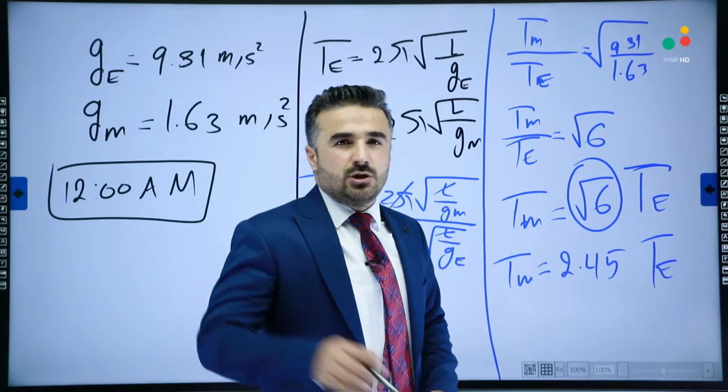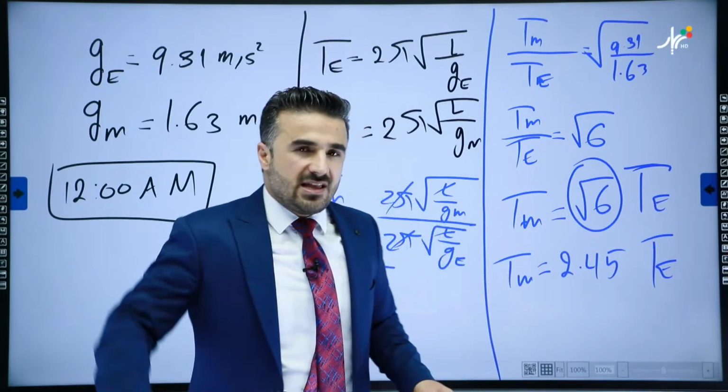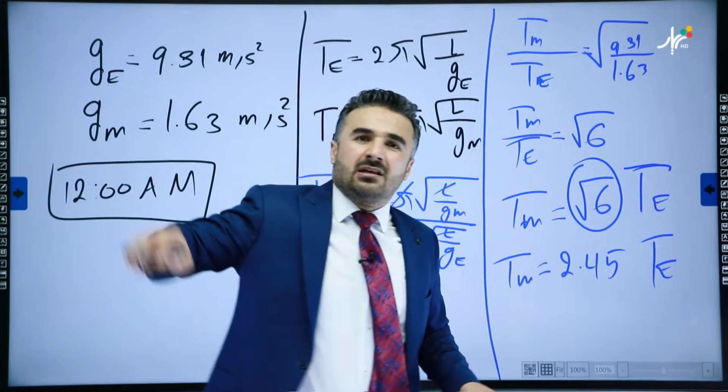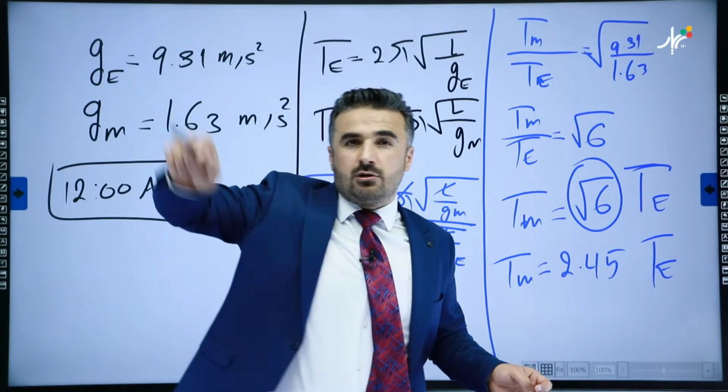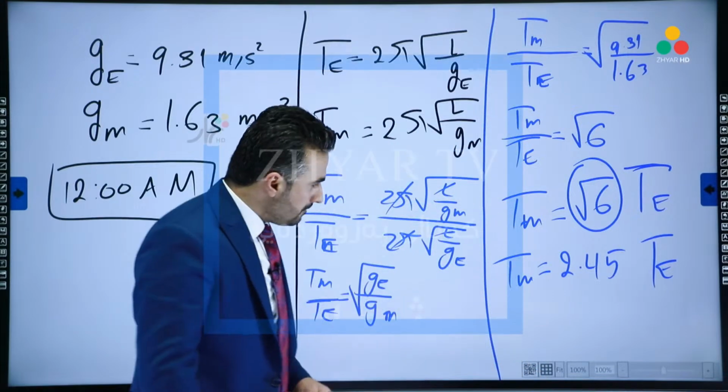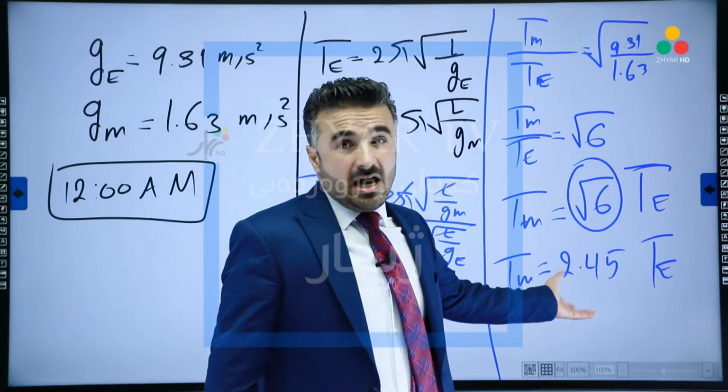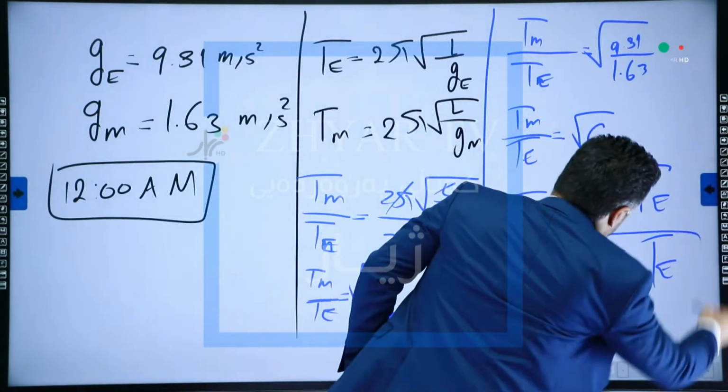Why? Because the gravitational acceleration is less. So of course that makes the pendulum swing slower, and slower swinging means a longer time for one complete period over there. So remember this.